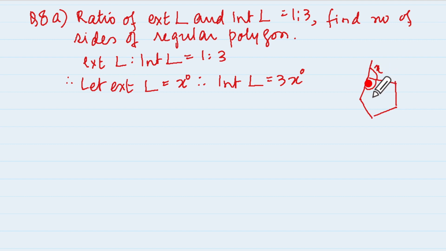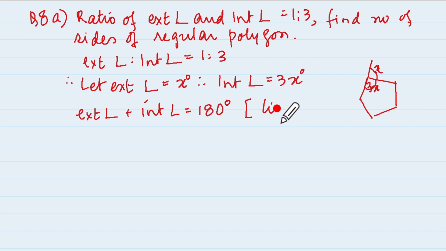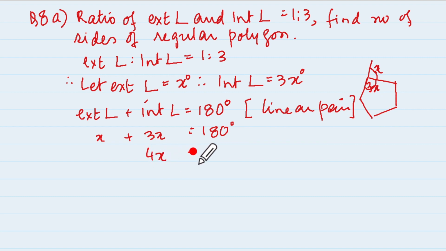If this is x, this is 3x. What do I know? They will be linear pair. So I know that exterior angle plus interior angle is equal to 180 degrees because they are a linear pair of angles, correct? And they are supplementary. So x plus 3x will be equal to 180 degrees. So 4x is equal to 180 degrees.